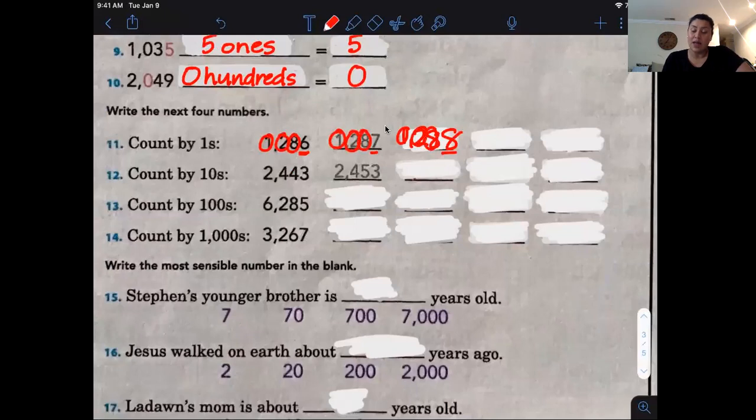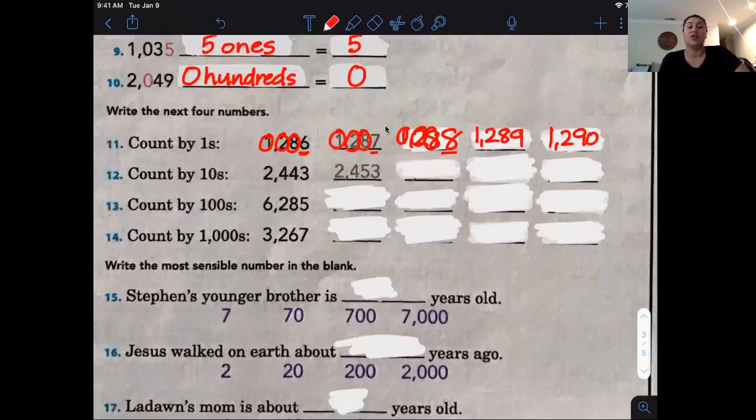1,288 was that one. What would come next? 1,289 and 1,290. Very good, you guys. All right, they want us to count by tens. And if we're counting by tens, the only number that should change is the number in the tens room. Very good. I know you knew that.